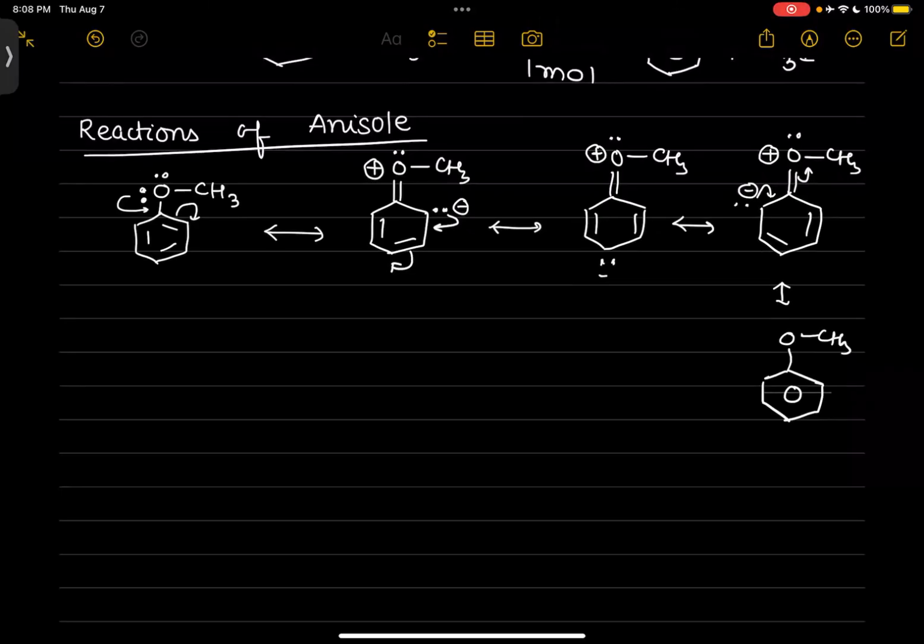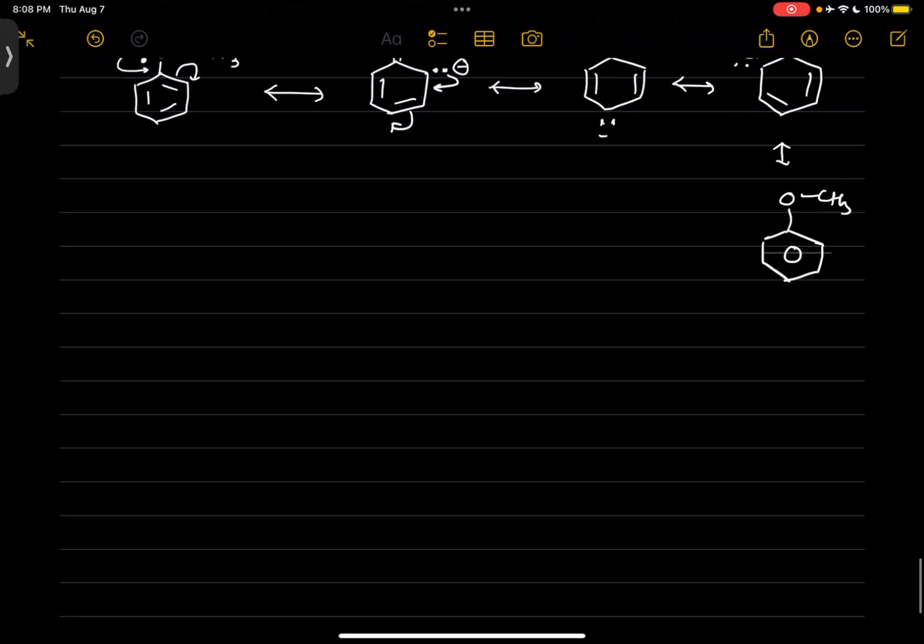So this is the position, Jaslene, which is more electron rich. Both the ortho positions have the negative charge, and the para position. So I hope this is clear to everybody. Okay, now we can start the reactions of anisole.